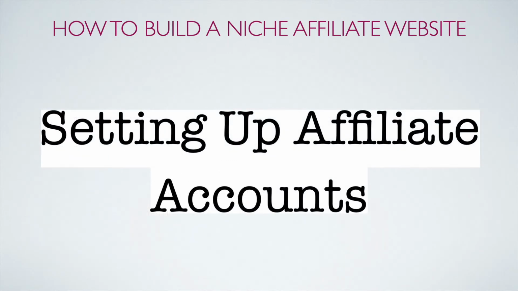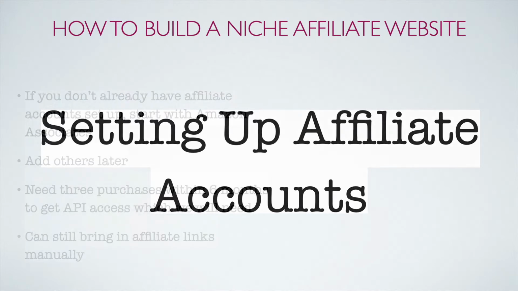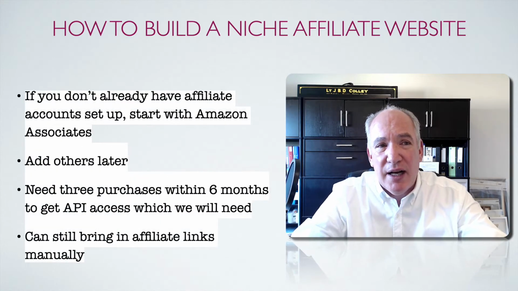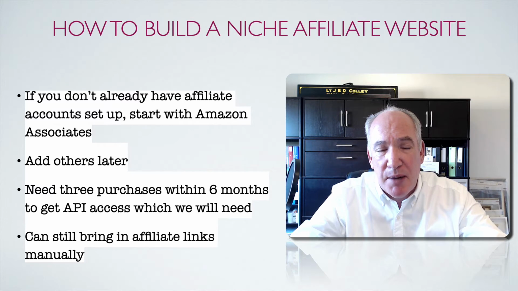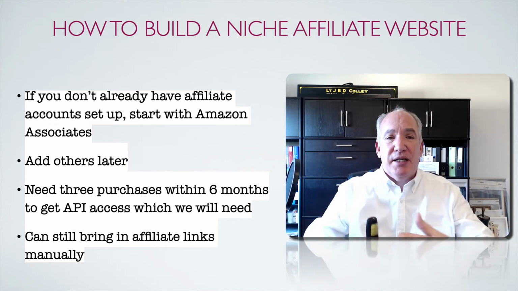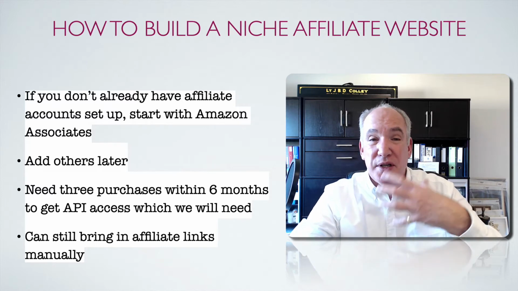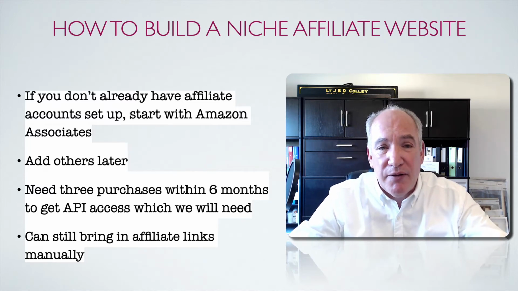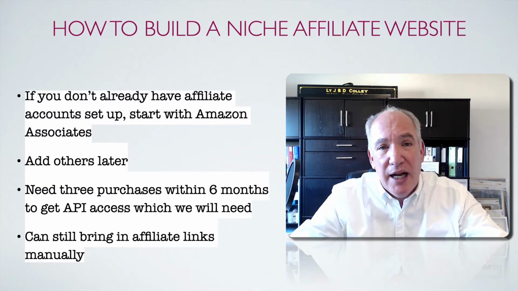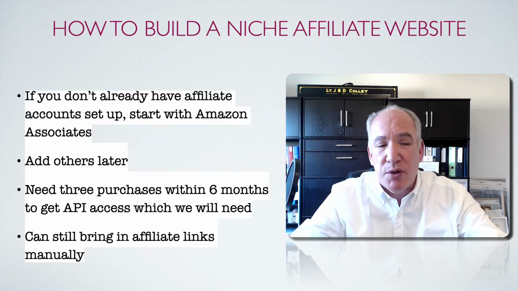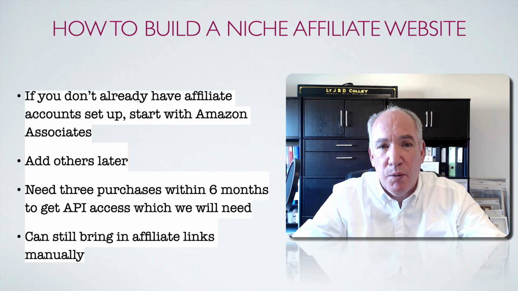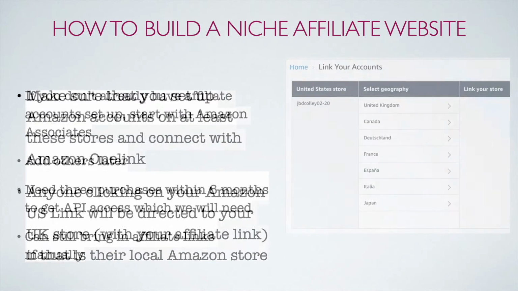So we need to look and see what we're going to do about setting up affiliate accounts, and I'm talking particularly here about Amazon Associates. So if you don't already have any affiliate accounts, do start with Amazon Associates. It's the biggest elephant in the room, and it's the easiest one to draw people's attention to because they already trust it. You can add other programs and affiliate sites later on if you want. Now, bear in mind, at the moment you will need 3 proper purchases within 6 months to get access to the API, which will be useful for some of the plugins we're going to be showing you. But you can still bring in affiliate links manually while you're getting set up if you don't have API access.